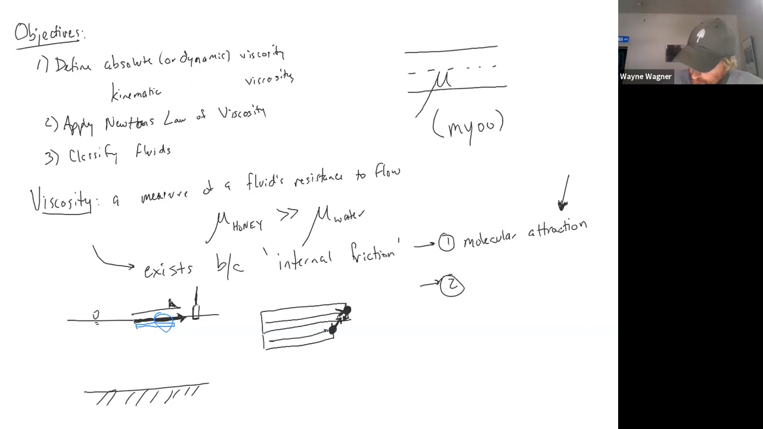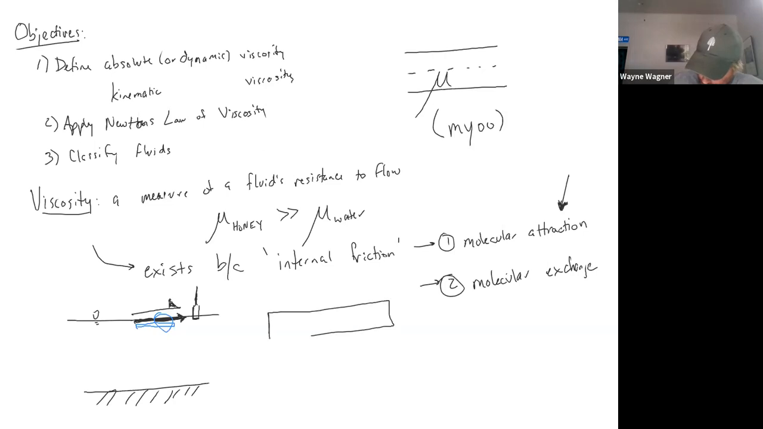The other thing that can happen is molecular exchange. I'm going to use this little layer drawing again, but I'm going to redo it. In this case, you've got these two layers, and again, one layer is moving faster than the other.